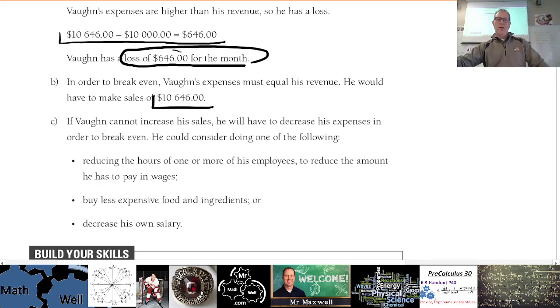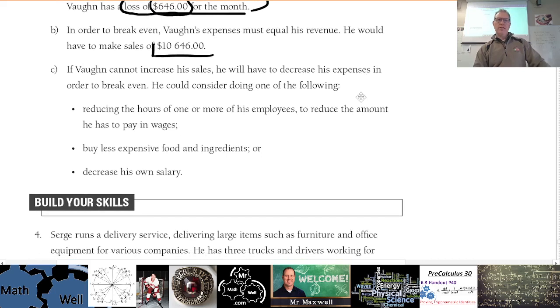So again, he lost this much, so if you added that to the revenue, he would have to make sales of, yeah, he would need 646 more. Or he could cut some of his expenses, but I think this is just if you want to increase sales there. All right, so if Vaughn cannot increase sales, he would have to decrease his expenses somehow.